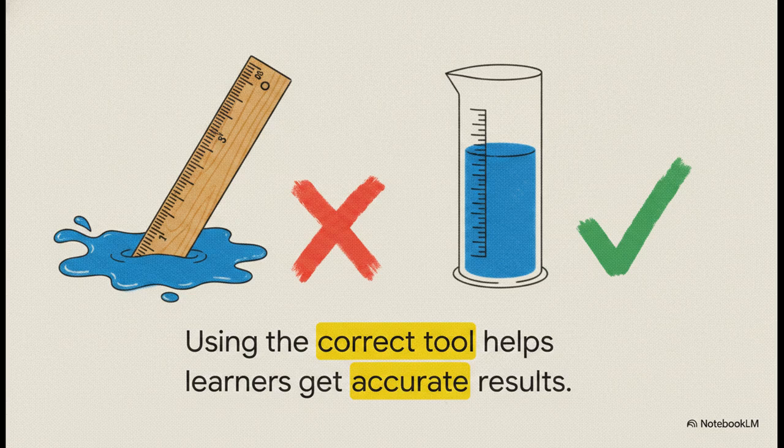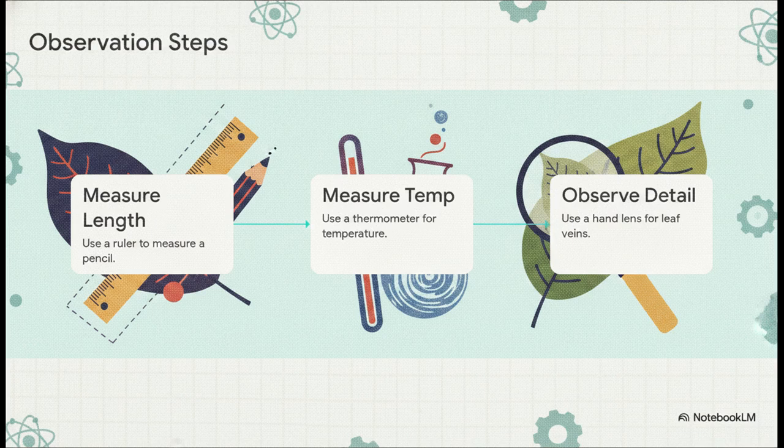Just imagine trying to measure the volume of a liquid with a wooden ruler. It simply doesn't work. Using tools carefully and correctly is literally the only way to avoid wrong results and make sure your data actually means something. Let's ground this in some practical, everyday examples.